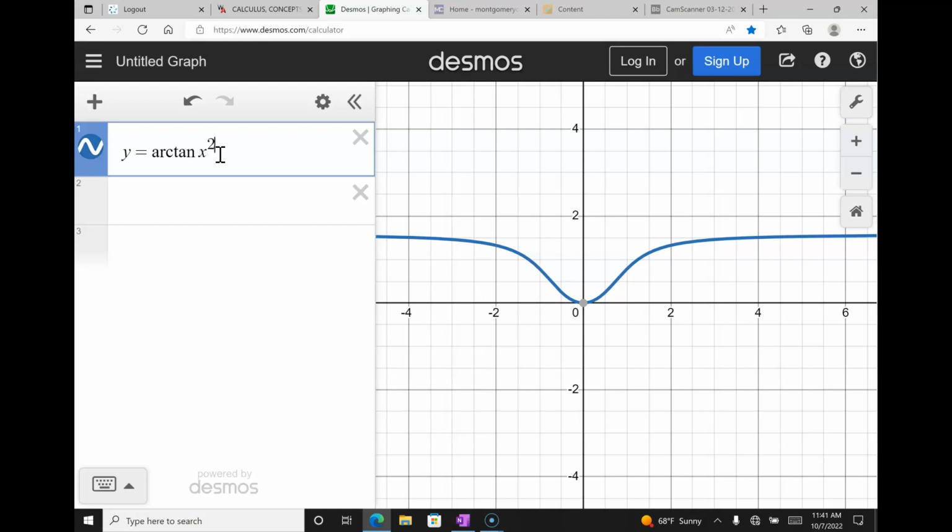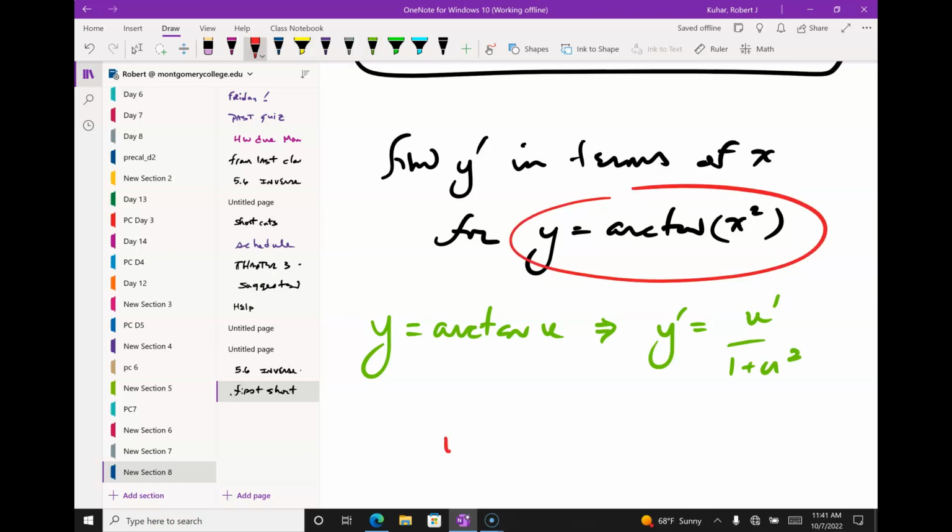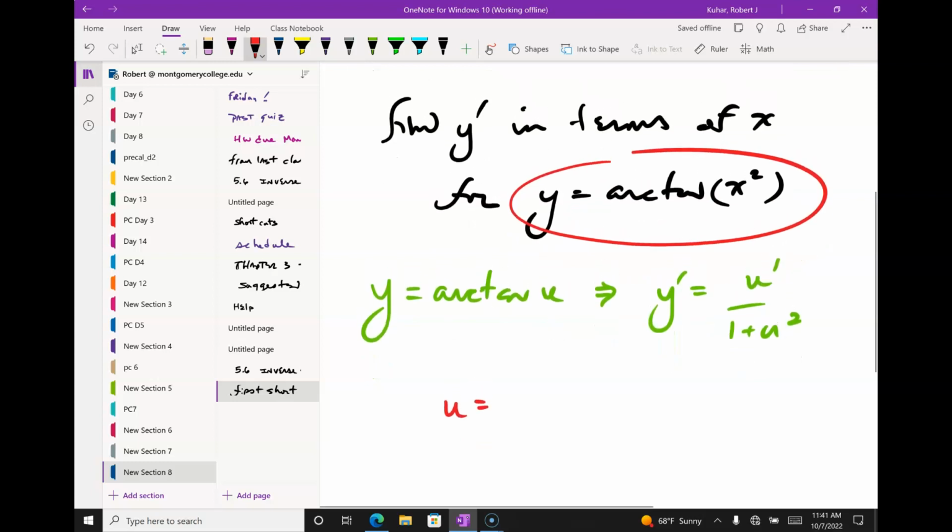Remember what I said, all I have to do is identify u. I've got this memorized or on my formula sheet. Y equals the arctan of u implies y prime is u prime over 1 plus u squared. So all I have to do in my problem is identify u as what? X squared, Robert. That's good, class.